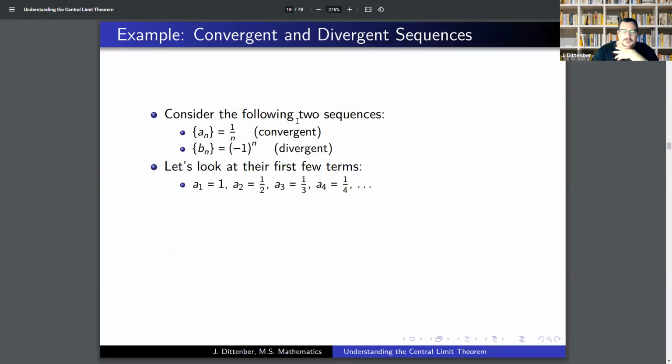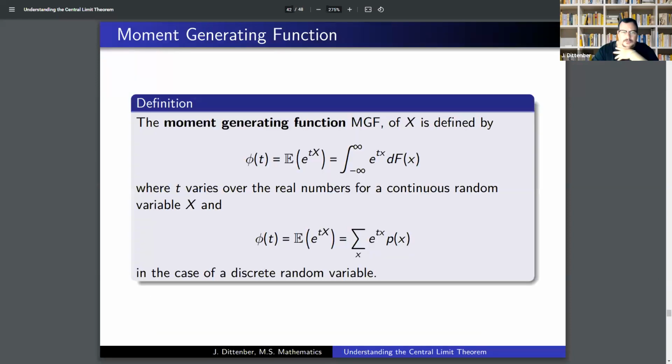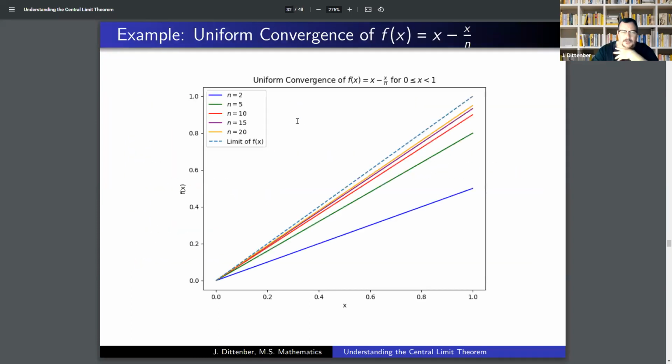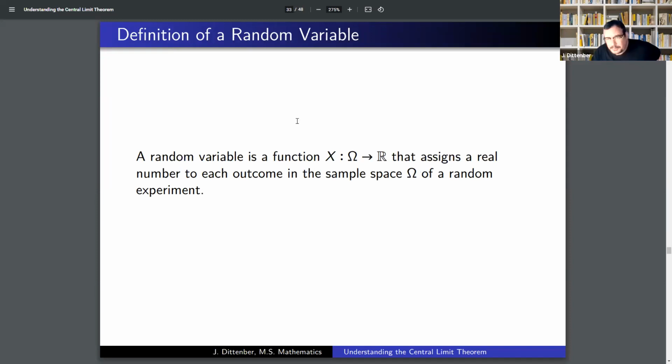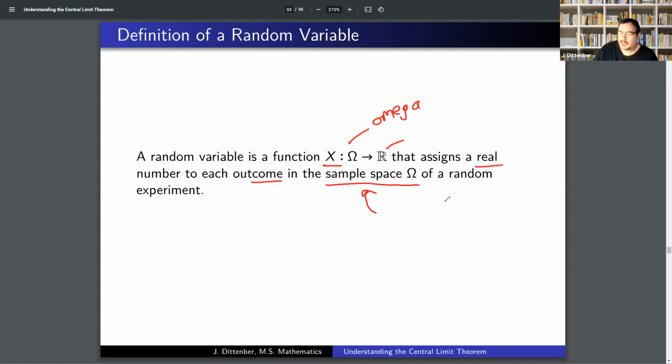Let me go way back over here. I went too far. Here we go. So we're going to be talking about random variables, and in particular, the first thing I want to talk about is their domain. According to our definition, a random variable is a function X from omega to R, which is the set of all real numbers, that assigns a real number to each outcome in the sample space omega of a random experiment. So today we're going to talk about this thing called a sample space omega. You might also see it called S. Let's get started with that.